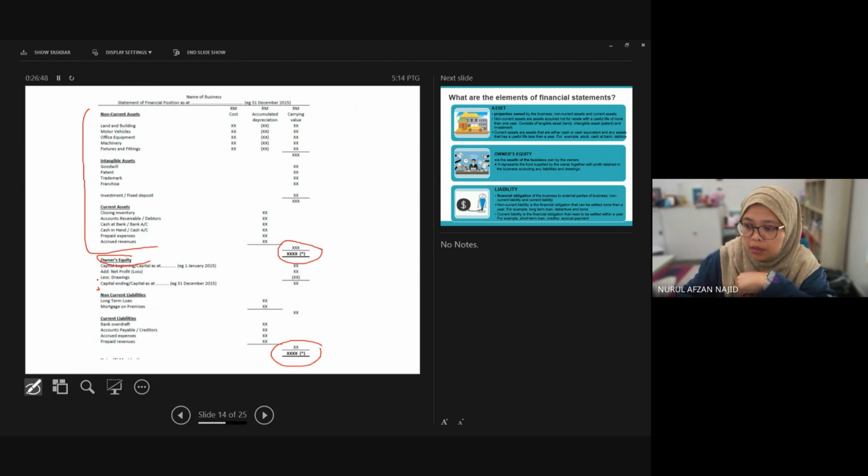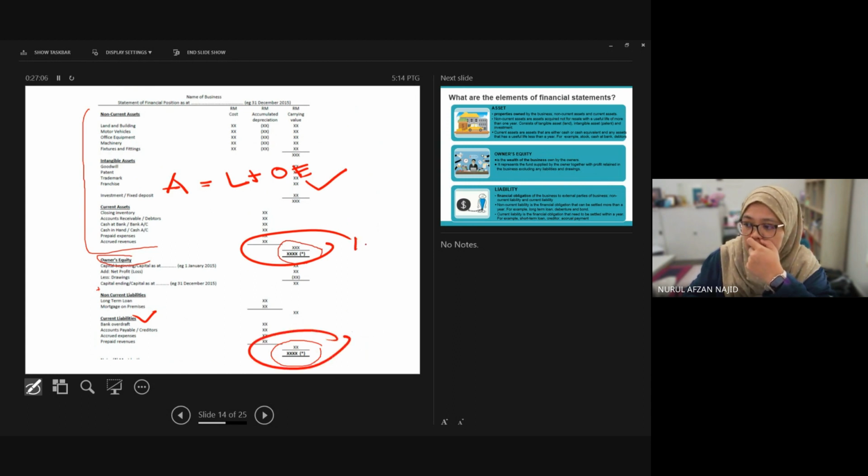Current liability yang ni, okay, kena tambah. So actually the formula of the accounting equation: asset equal to liability plus owner's equity. So dia mesti kena sama. Tak boleh tak sama. So yang ni kena sama dengan yang ni. Kalau yang ni 1000, yang ni pun kena 1000. So yang ni kita akan go in detail what is the non-current asset, intangible, current asset, semua benda lah.